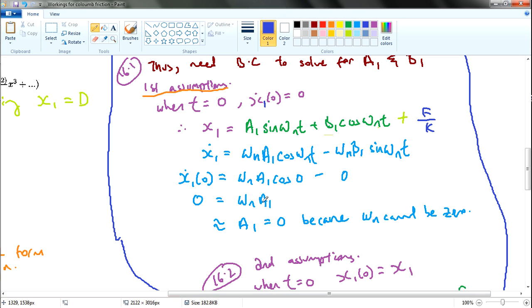And from here we know that a1 is equal to 0 because our natural frequency cannot be 0. If the natural frequency is 0, that means there'll be no such case. You have a spring, definitely you have a natural frequency, otherwise you are dead.